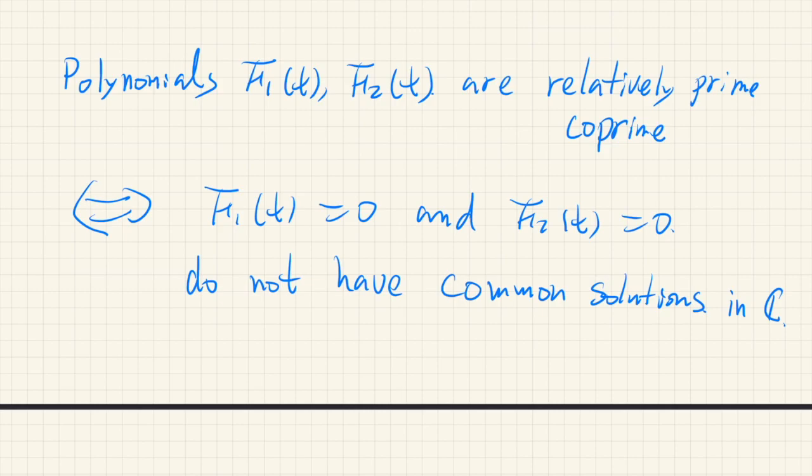Well, it may happen to be real, but within complex solutions, there is no polynomial function that does not have any solutions within complex numbers. So anyway, if two polynomials do not share any common solutions, then they are relatively prime or coprime.